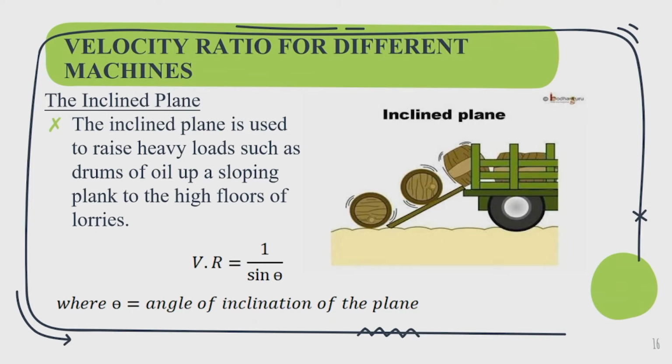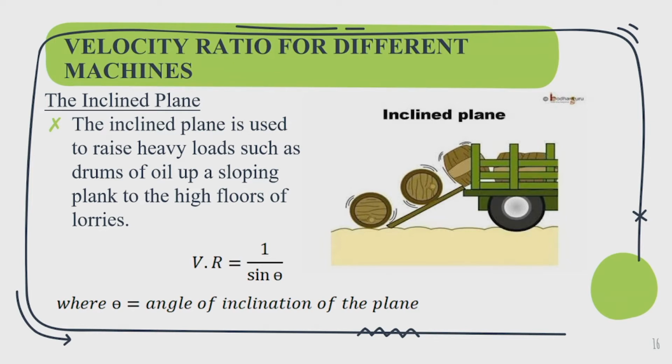So we can just get an inclined plank. All we need to do is roll the drum into the truck. That is what we call the inclined plane. The velocity ratio of such a machine is given as 1 over sine theta, where theta is the angle of inclination of the plane to the horizontal.